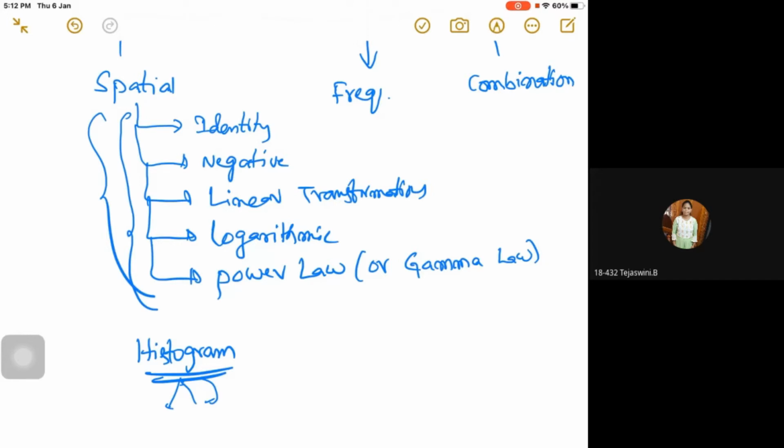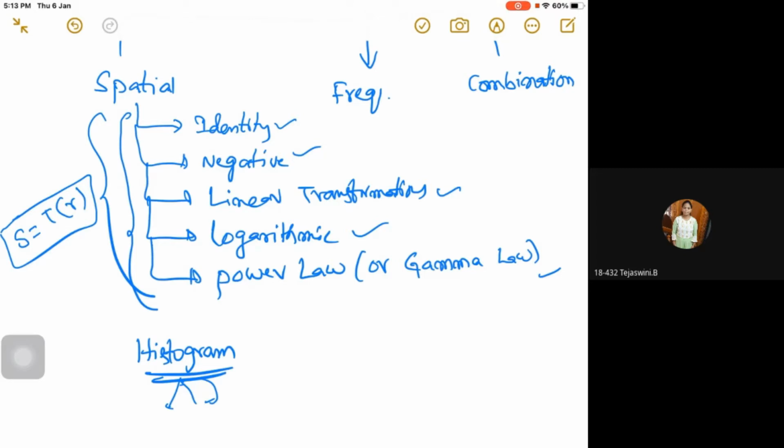We will have the relation between output and input. The output S is given by T of R, according to the operation we are doing: identity, negative, linear transformations, logarithmic and power law. So we will write the expression for S accordingly. For example, the very first one, identity, where S and R are both the same, so the transfer function is simply a unit or impulse function. T can be considered as 1.